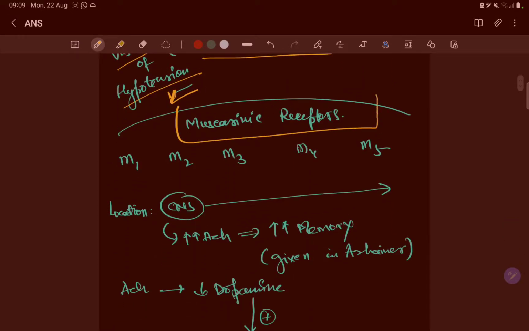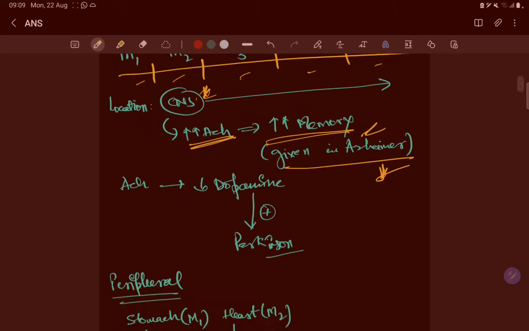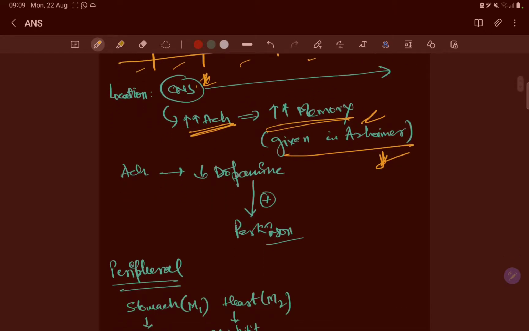Okay? Now muscarinic receptors, there are 5 receptors, M1 to M5. Location: in the CNS, all types of receptors are present. So an increase in acetylcholine will increase memory, so it is given in Alzheimer dementia. Now in Parkinson, what happens? There is a decrease in dopamine, leading to an imbalance and an increase in acetylcholine. So it leads to increased acetylcholine effect as well as decreased dopamine effects.